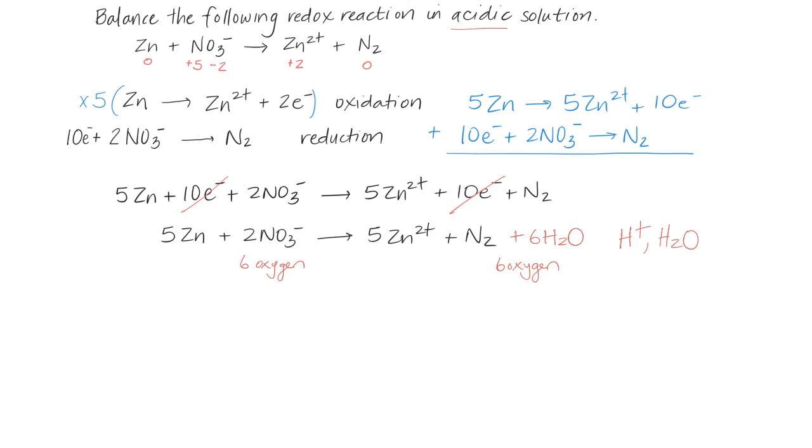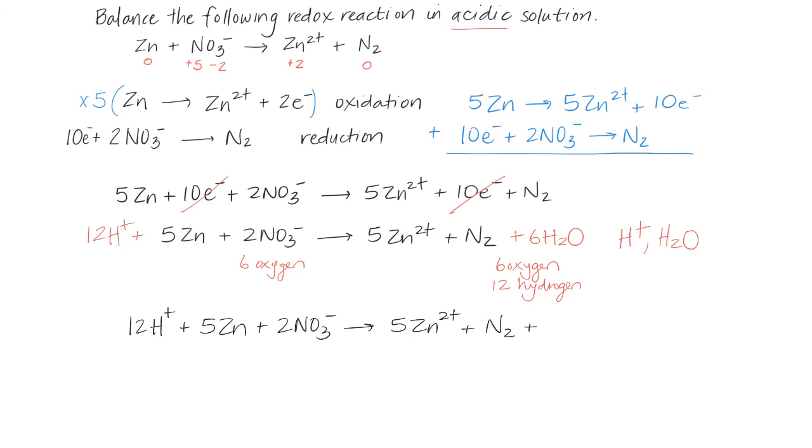But in adding 6 water, we've also added 12 hydrogen. So to balance those hydrogen, we're going to add 12 hydrogen ions to the left side. If we rewrite everything, we'll end up with our balanced equation in acidic solution. 12 H+ ions plus 5 zinc plus 2 nitrate will give us 5 zinc 2+, nitrogen gas, and 6 water.